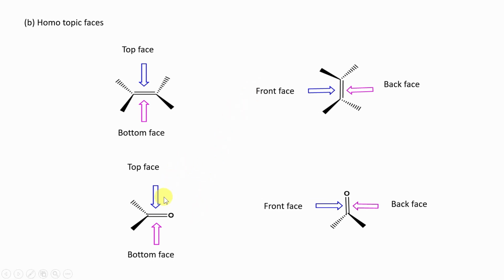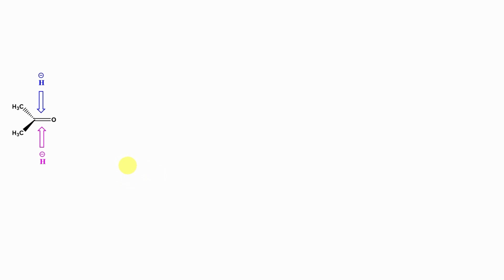Similarly, if addition to a carbonyl group takes place either from the top face or from the back face, or from the front face or from the back face, and leads to identical products, then we can say these carbonyl compounds have homotopic faces. For example, if we reduce acetone with sodium borohydride, addition of hydride ion may take place through this face or through this face.